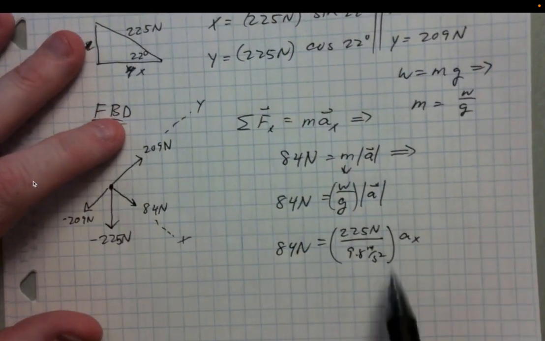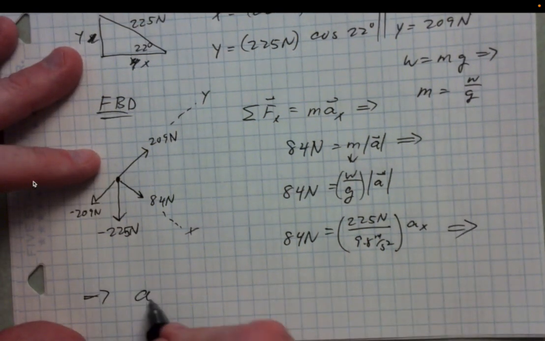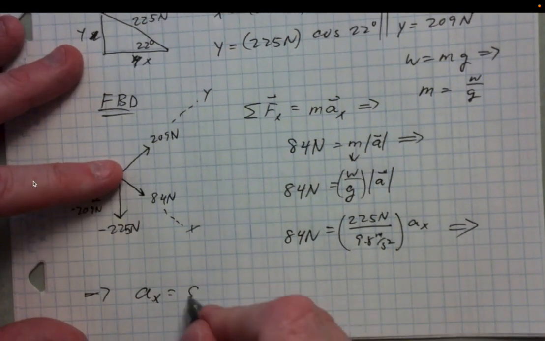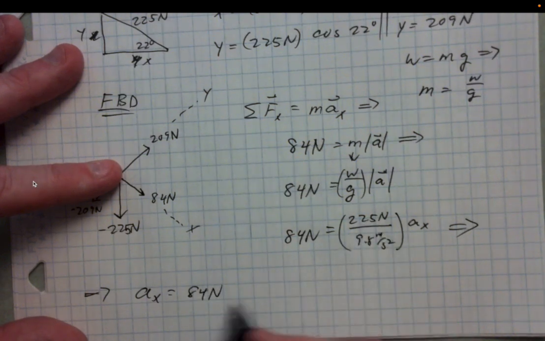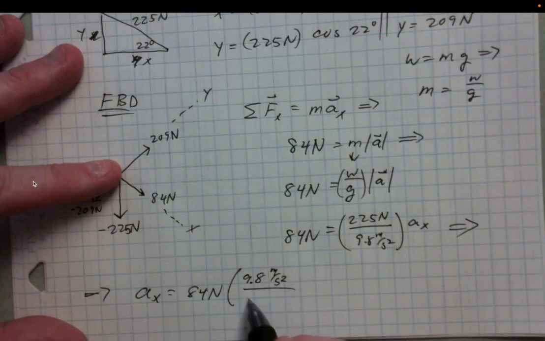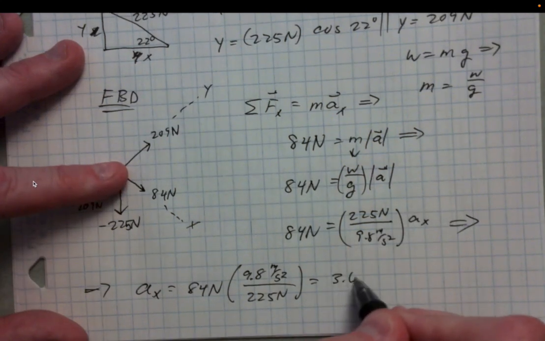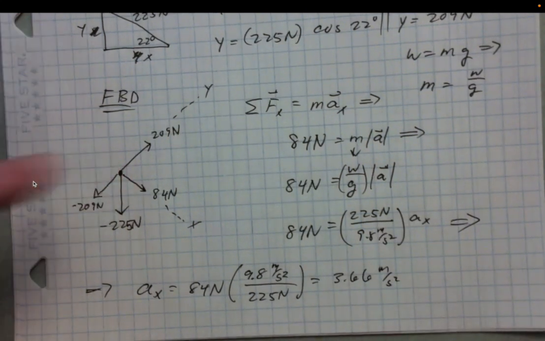Okay, and so we can easily solve for the acceleration here. So a sub x will be equal to 84 newtons, and then we need to divide by this. We'll flip it over and multiply. 9.8 meters per second squared over 225 newtons equals, and you do that calculation, you'll see that this is about 3.66 meters per second squared. So the sled is accelerating at a constant rate of 3.66 meters per second squared. Perfect.